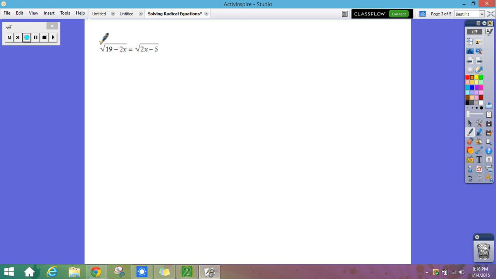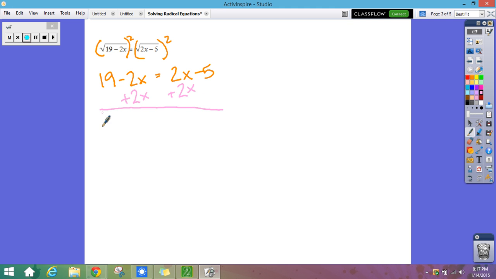Alright, so we have radicals on both sides of the equation now. So we're going to square both sides, and what we do to one side, we do to the other. Canceling out the radicals, I get 19 minus 2x equals 2x minus 5. Again, this is an Algebra 1 problem. I like to work with the variable term and eliminate that first. So I'm going to add 2x to both sides because I like my coefficient to be positive.